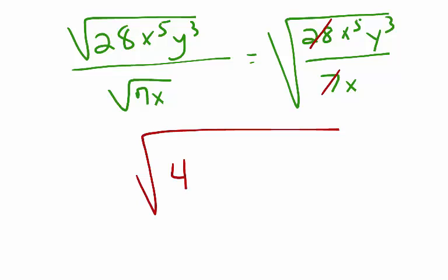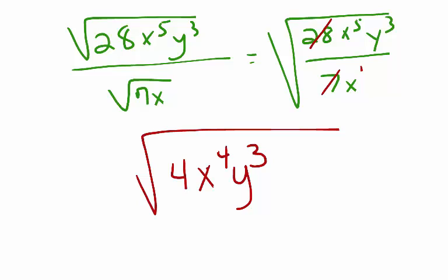X to the 5th divided by x. When we divide like bases, we subtract the exponents. So 5 minus 1 gives us 4, or x to the 4th. And then we have y cubed, all under the square root.